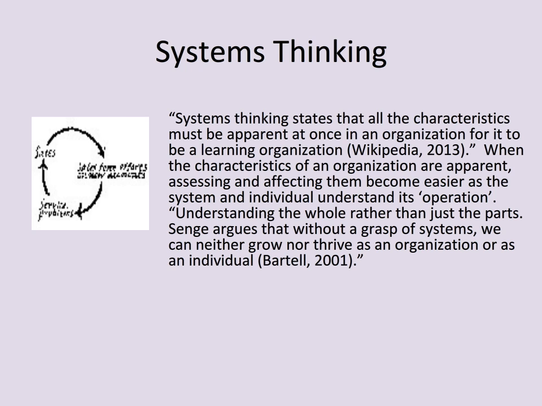So the final discipline is the 5th discipline, which is systems thinking. Systems thinking states that all the characteristics must be apparent at once in an organization for it to be a learning organization. When the characteristics of an organization are apparent, assessing and affecting them become easier as a system and individual understands its operation. Understanding the whole rather than just the parts, Senge argues that without a grasp of systems, we can neither grow nor thrive as an organization or as an individual.